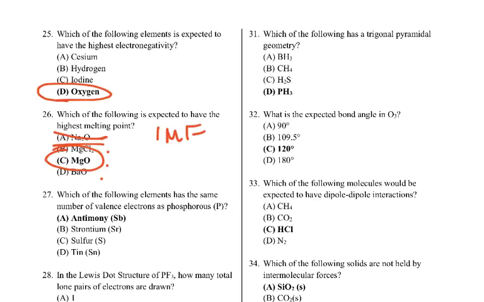27. Which of the following elements has the same number of valence electrons as phosphorus? Okay, just look on the periodic table. Who's in the same column as phosphorus?